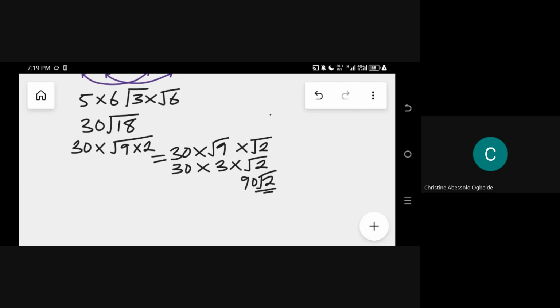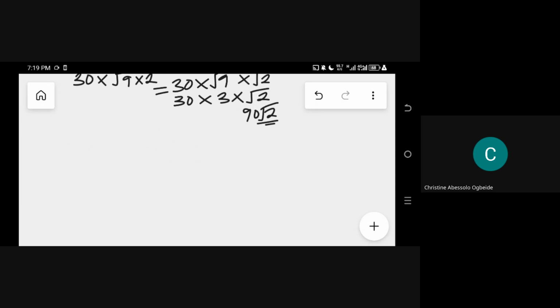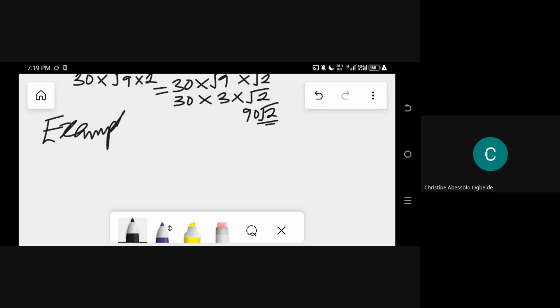There are times that when you multiply, the whole root vanishes, everything vanishes, and you simply don't have any root there anymore. An example of such a situation could be probably you have to multiply something like, let's look at another example here. Let's say we have to multiply something like 10 root 5 times root 5, for instance.